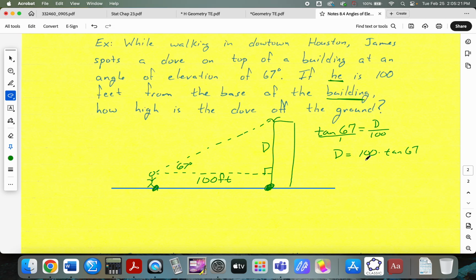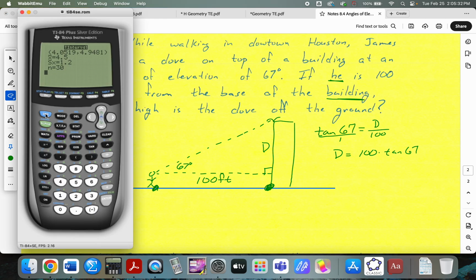I think it's better if you write the number first and then the tangent or the sine or the cosine, because then it's more like what you're kind of used to. From there, we just need to grab a calculator. Need to wake mine up. Make sure it's still in degree mode. It is. So 100 tangent 67.